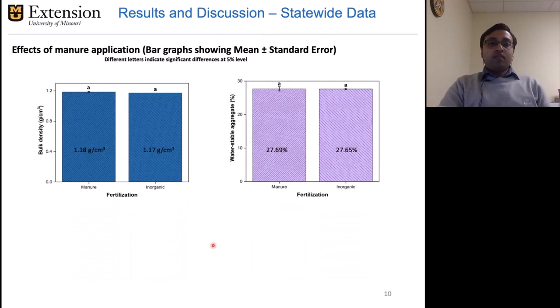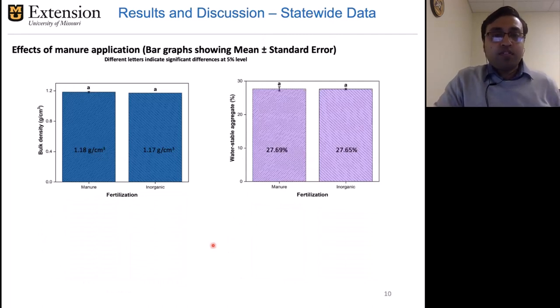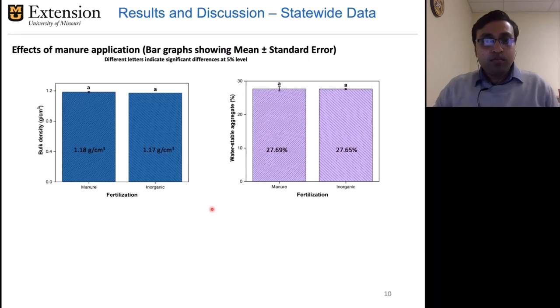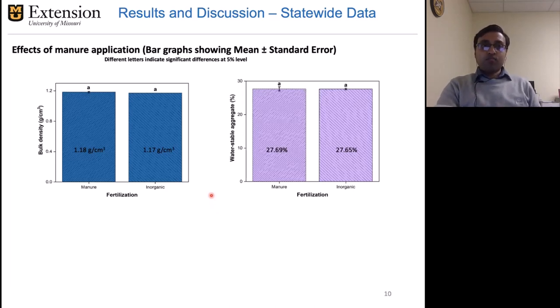But we can see there is no significant difference for bulk density and water stable aggregates. Okay, that is something we are expecting. But when we analyzed all data, we couldn't find a significant difference in bulk density and water stable aggregate for manure application. That is quite unexpected.